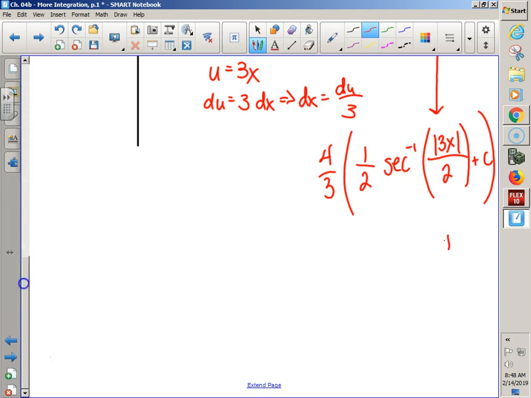Now I could put parentheses around that plus c, but hopefully you guys are realizing when I pull the plus c off on its own, the 4/3 could multiply by both, but 4/3 times a constant is a new arbitrary constant. But when I multiply, it comes out to be 2.